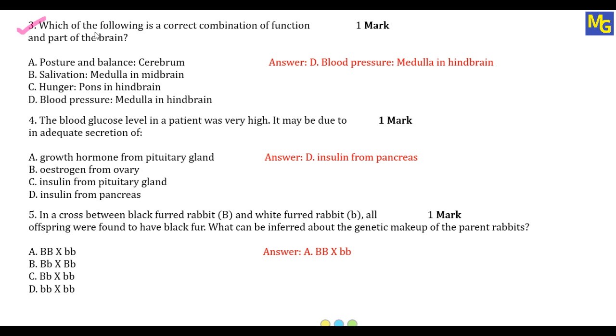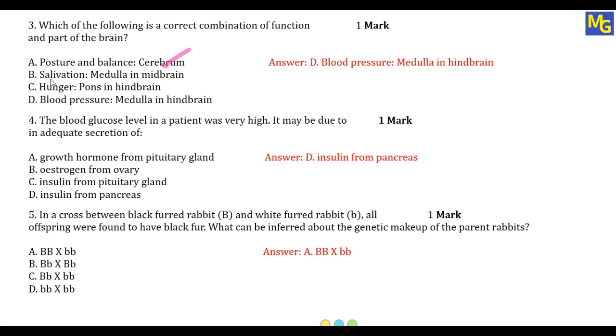Which of the following is the correct combination of function and part of the brain? We have to see that the part of the brain and its function are correctly matched. Here on this side they have given the functions and on the other side the parts of the brain. Option A is posture and balance, controlled by cerebrum, it seems.